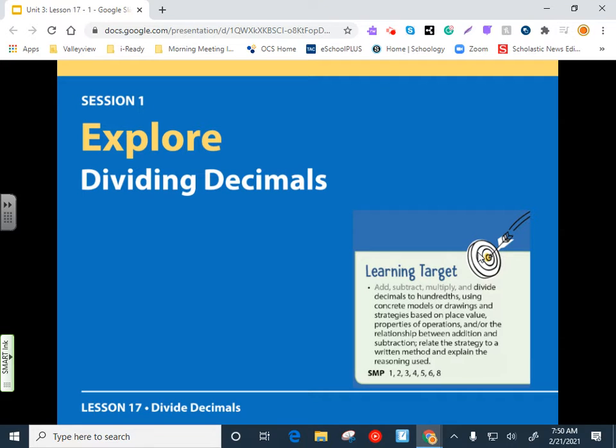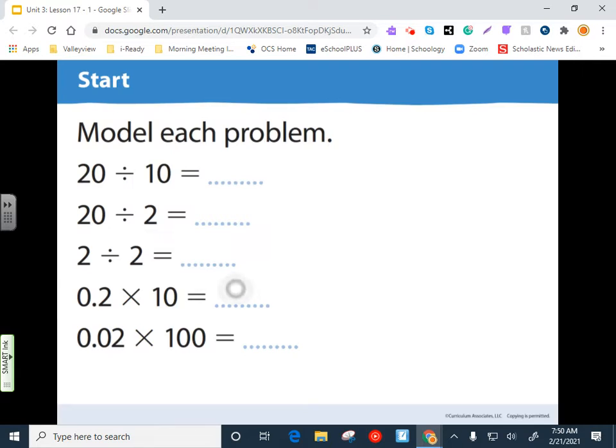All right, so we're ready to start lesson 17. We'd left off at multiplying decimals, and now we're working on dividing decimals. We're going to go over a few concepts that will hopefully make this easier and get this done before we move back to fractions. So let's get started with our warm-up.